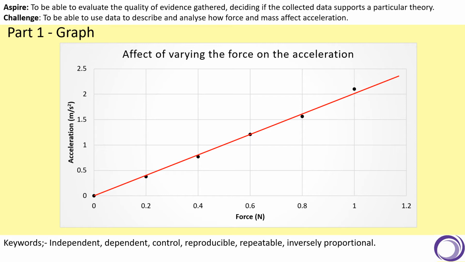In maths you'd say it's a positive correlation, but we know more than that. It's directly proportional. Directly proportional is a straight line that goes through the origin. It goes through 0, 0. So doubling the force doubles the acceleration.